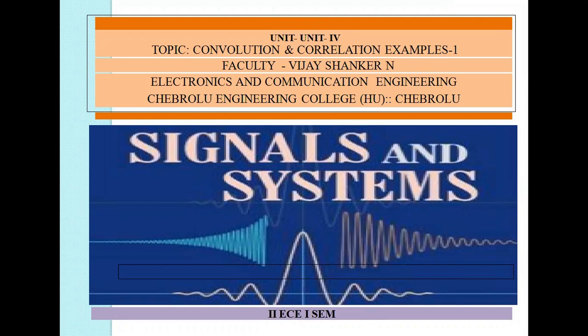Today, we are going to discuss examples in convolution and examples in correlation. Before going to the examples of convolution and correlation, first of all, let us see what a convolution is and how we can find the convolution. The convolution is used to find the common area between two signals or two functions.